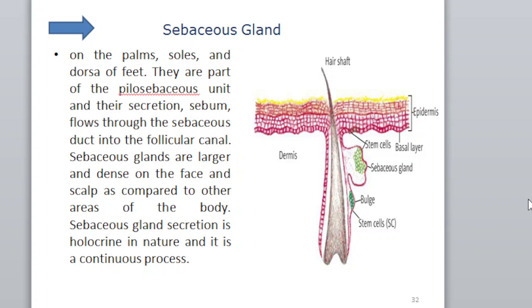Sebaceous gland. On the palms, soles, and dorsa of the feet. They are part of the pilosebaceous unit, and their secretion, sebum, flows through the sebaceous duct into the follicular canal. Sebaceous glands are larger and dense on the face and scalp as compared to other areas of the body. Sebaceous gland secretion is holocrine in nature, and it is a continuous process.